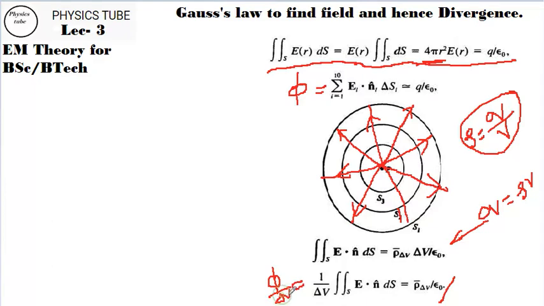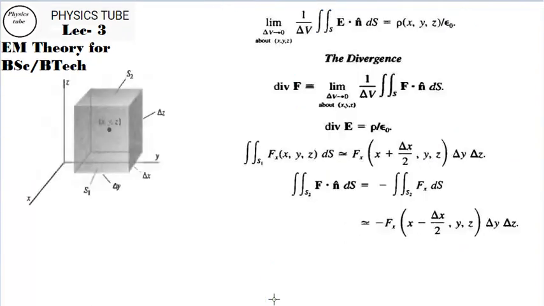I can say like this also: flux per unit volume is equal to rho by epsilon naught, so volume charge density by epsilon naught. So altogether the story has changed. This is what we can say here about the beginning of our concepts of divergence, but till now we are very much into Gauss's law, and with this only we'll enter into divergence.